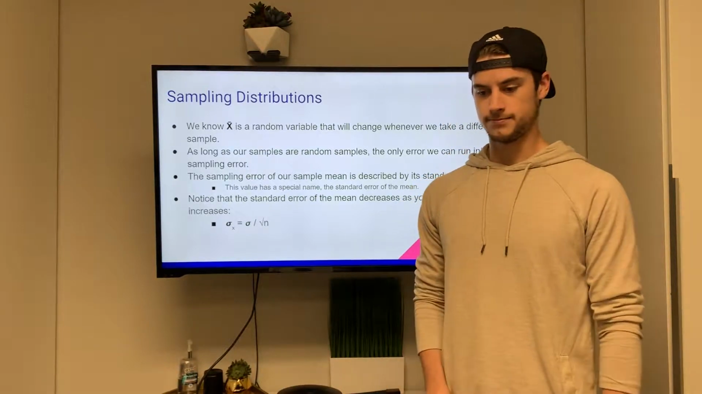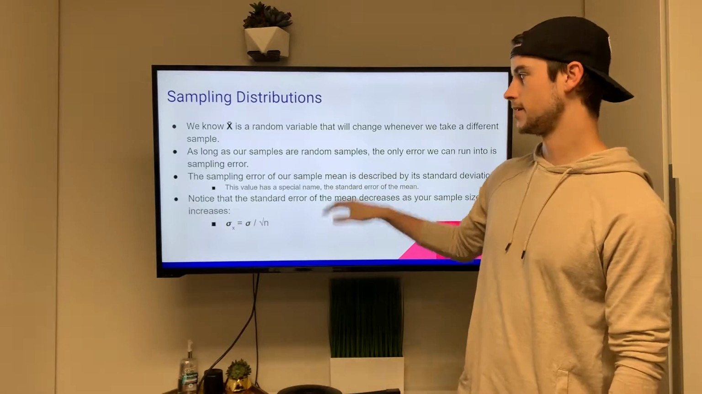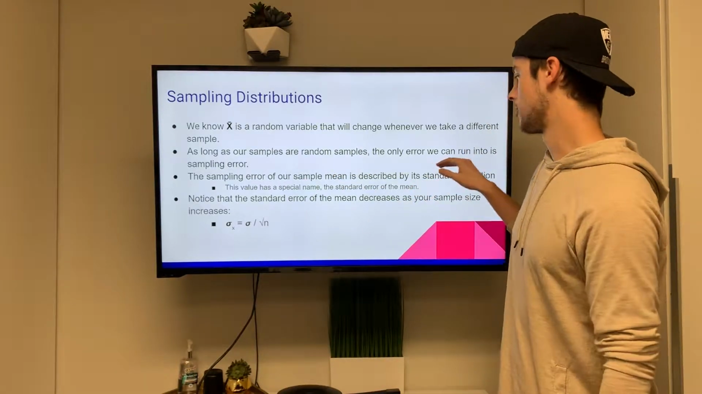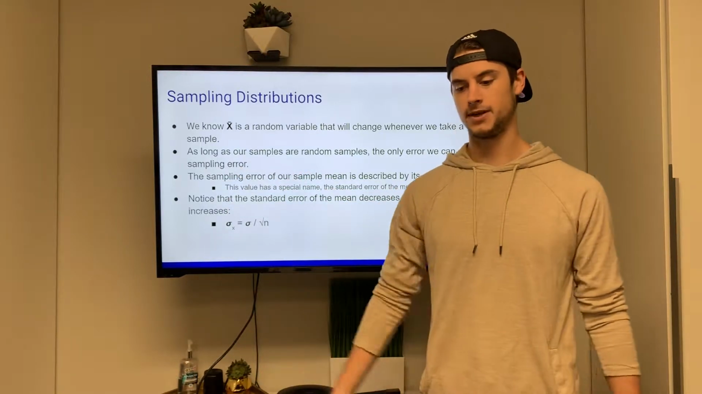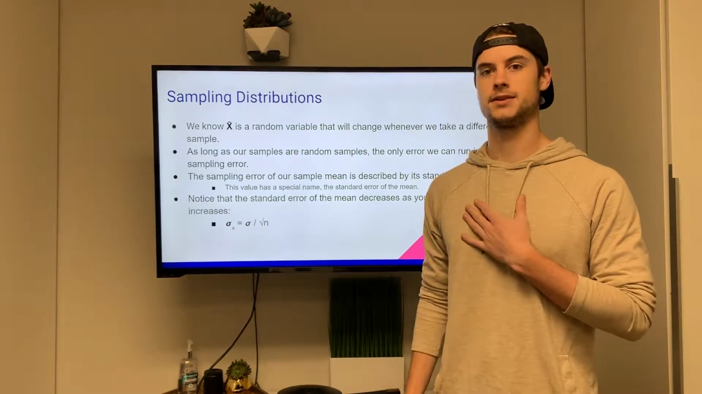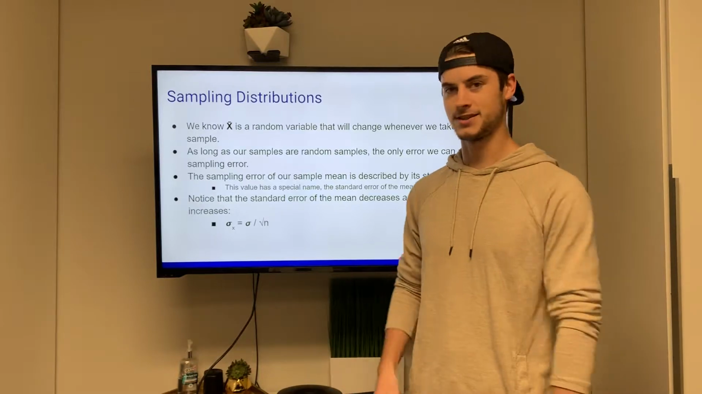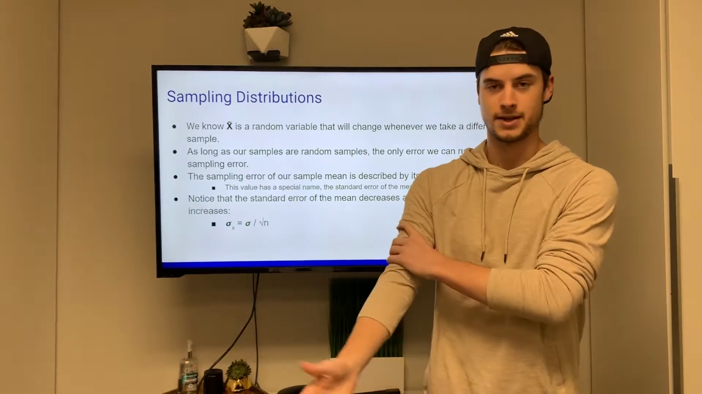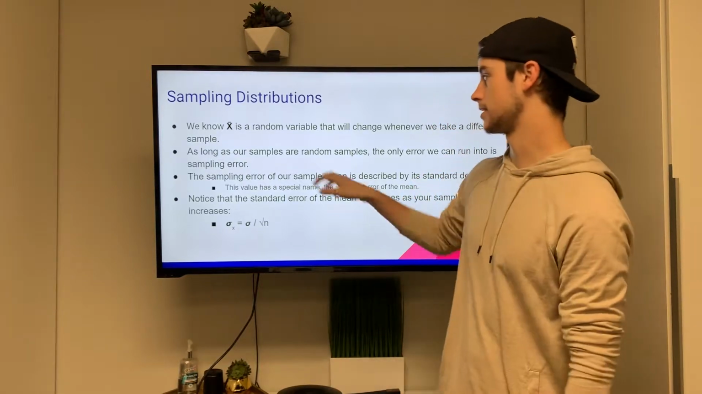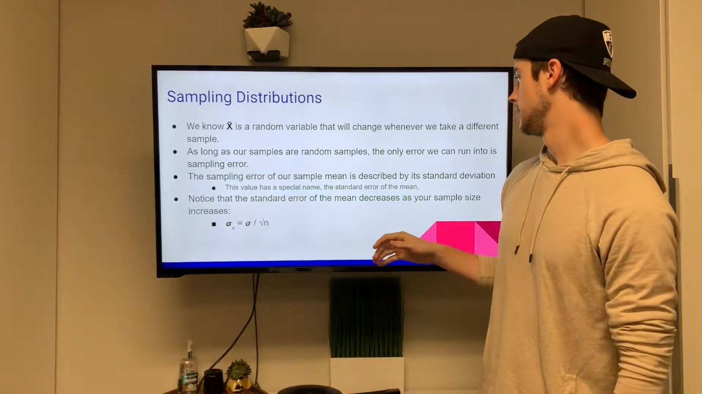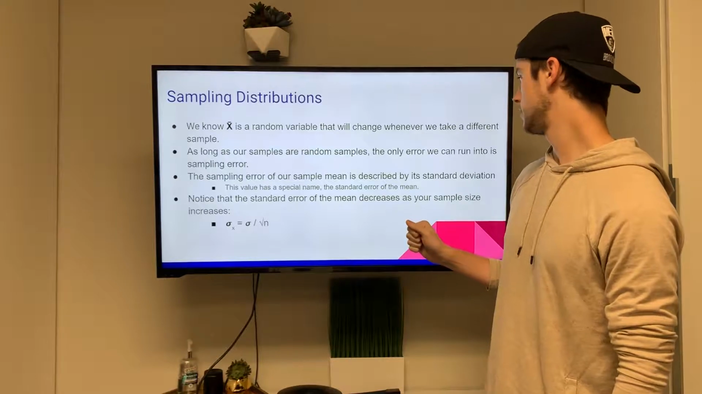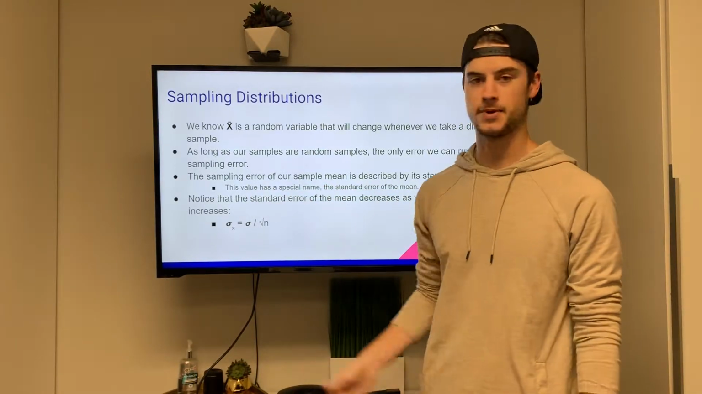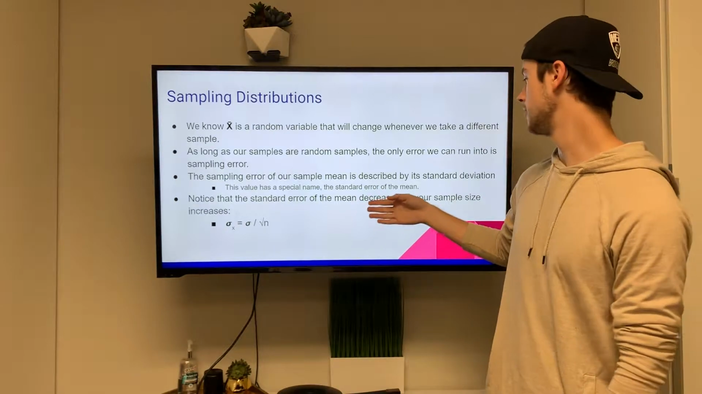But again, as long as our samples are random samples, and we talked about that in the first chapter a long time ago, the only error we can really run into is sampling error. And again, that falls on us as the statistician to take accurate samples. Or else, again, we can run into that sampling error. So the sampling error is described by its standard deviation, right? It has a special name. We just call it the standard error of the mean.